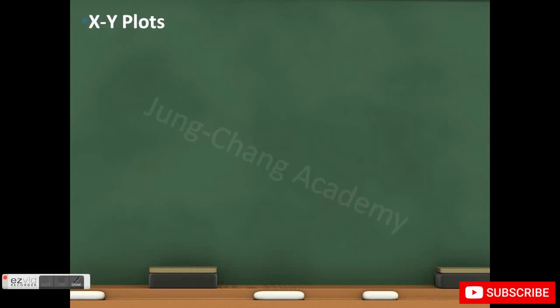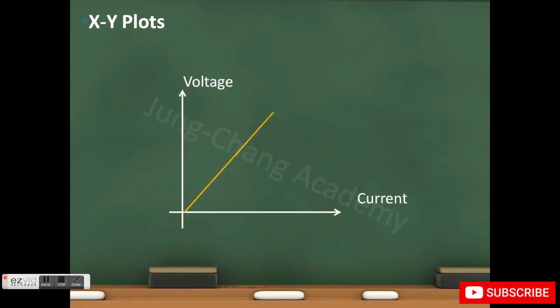Now moving on to the XY plot, in electrical engineering, we also use a lot of them. It's a really good way to demonstrate a relationship between two variables. For example, in this graph, we can show how voltage and current are related in a resistive load.